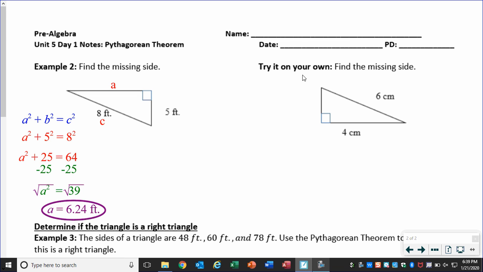Alright? Now you guys are going to try this one on your own. Go ahead and use the Pythagorean theorem to figure out what's missing.